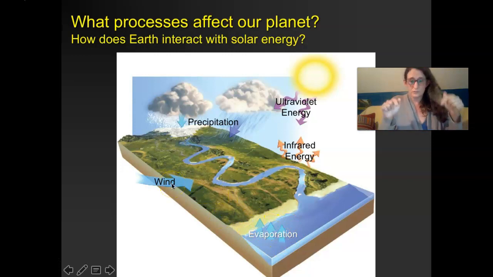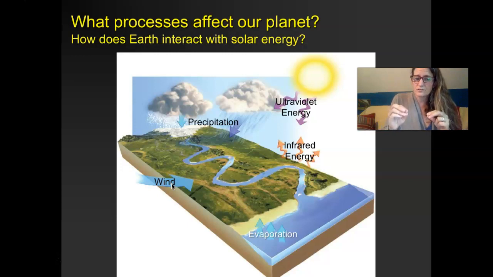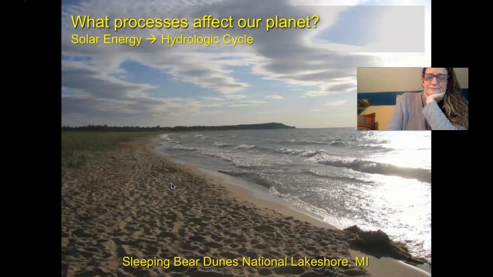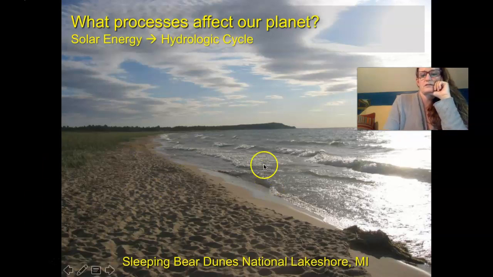And then that differential heating, because of the tilt of the Earth and clouds, gives us high and low pressure systems on the Earth, and the wind blows from high pressure to low pressure. So we have the movement of sand and dust around the Earth and clouds. All right, so here is Sleeping Bear Dunes National Lakeshore. This is along the Great Lakes in Michigan, and it's heating up this water. The water's evaporating and making these beautiful clouds.